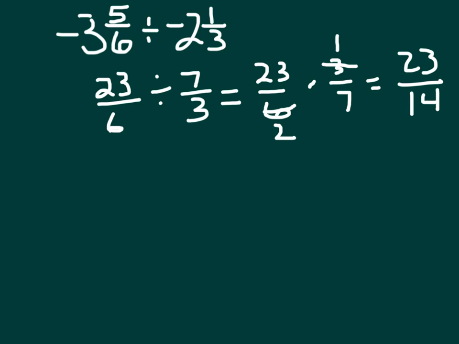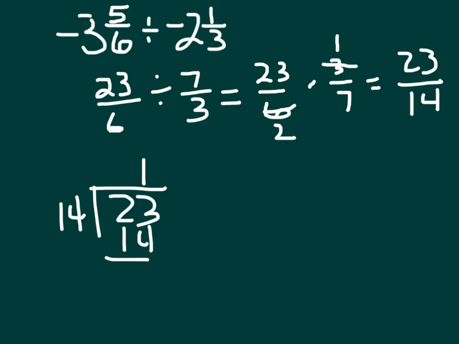Now, one of the things about this exercise is that we have to change the 23 over 14 into a mixed number. And the reason for that is because in our original problem up here, both of them were mixed numbers. But if you have a mixed number in your problem and you come up with an improper fraction in your answer, then you have to change it to a mixed number also. So we're going to go 23 divided by 14. That goes one time with 9 left over. And so our answer will be 1 and 9/14.